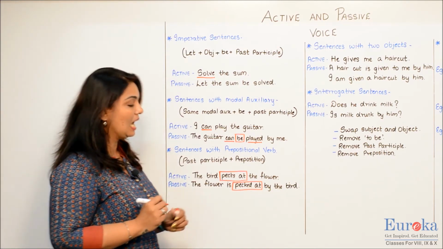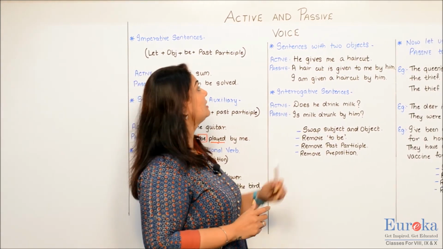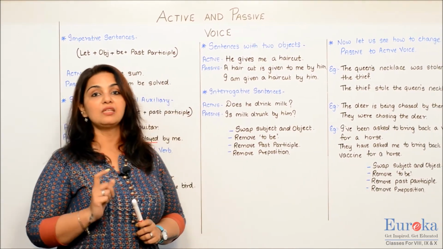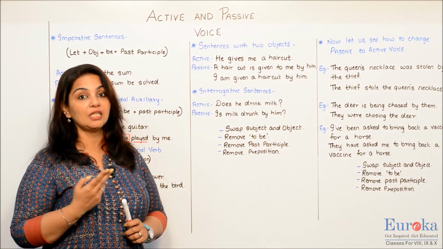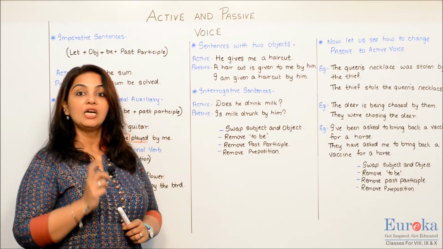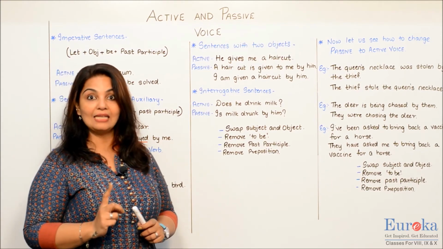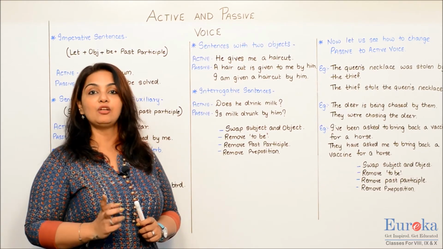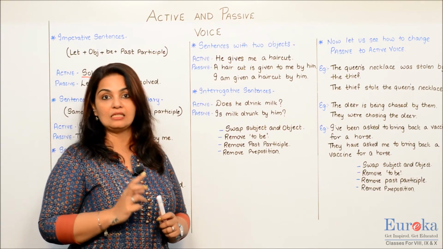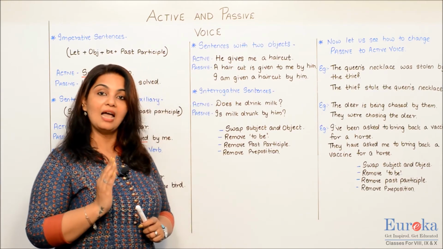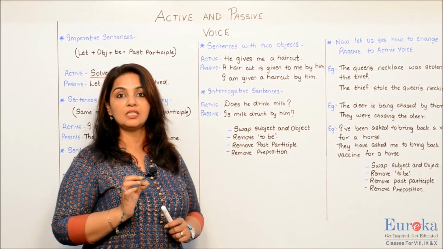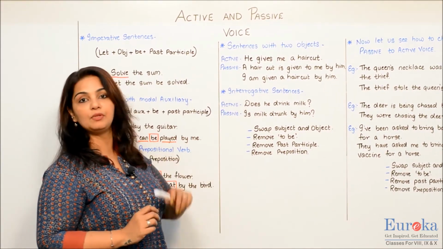Now, let's look at the other example given over here, and that is sentences with two objects. Students, when you have a sentence with two objects, you can convert the active voice into passive voice in two different ways. One, retaining this object as a main object and converting the second object as a subject, or you can convert the first object as the subject and retain the second one as the object. But remember, one object has to be retained the same way. So, let's look at the example that is given.